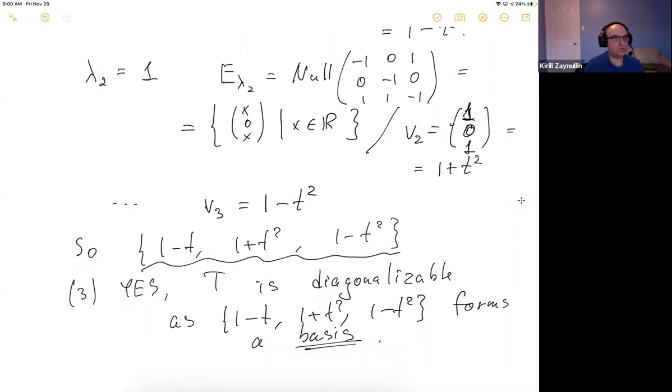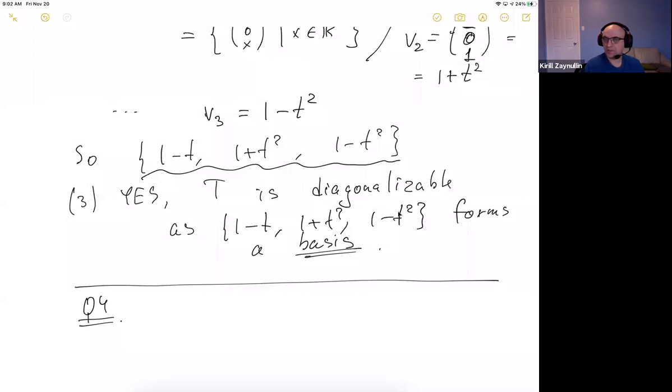Okay, so here was a question. So we should say the basis for E lambda 1 is 1 minus t rather than the row vector. Yes, exactly. It's not good to stop at the level of row vectors. You still have to express them as polynomials.